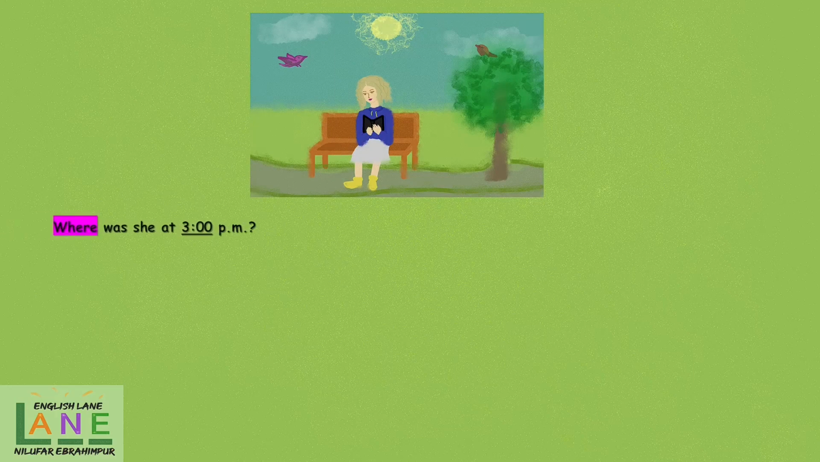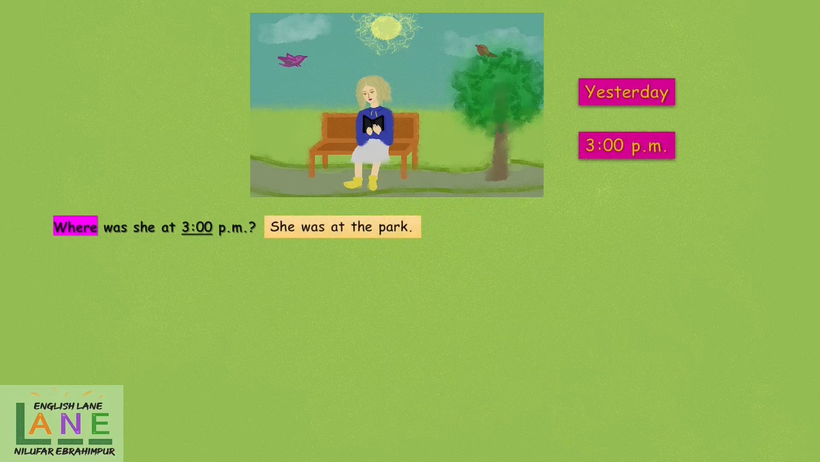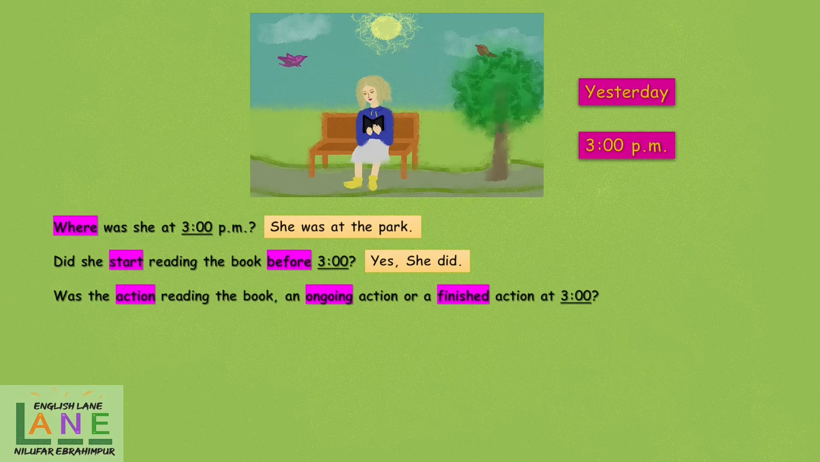And I have some questions for you. Think carefully about the story and answer them. Where was she at 3 p.m.? She was at the park. Did she start reading the book before 3? Yes, she did. Was the action reading the book an ongoing action or a finished action at 3 p.m.? An ongoing action.